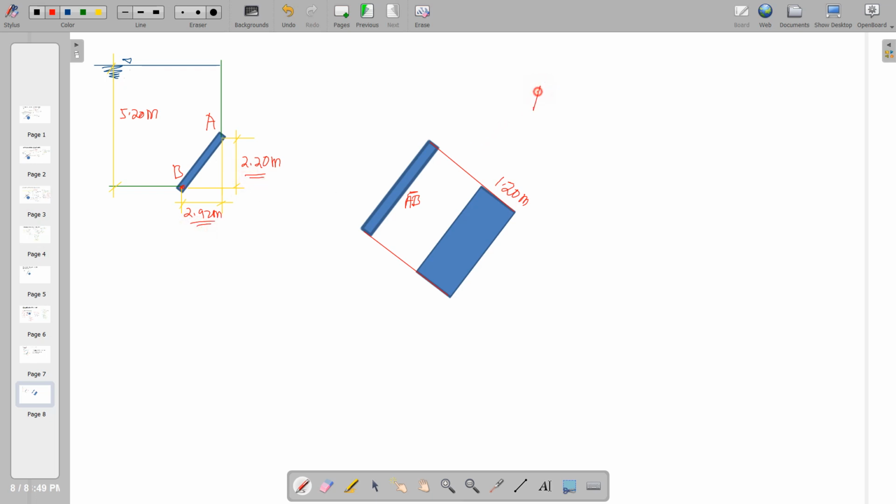So we can see that the hypotenuse AB is equal to the square root of 2.2 squared plus 2.92 squared. We can have this distance to be equal to 3.66 meters. The purpose of getting this dimension is to get the area and the distance to be utilized in the computation of our E and h bar as well.